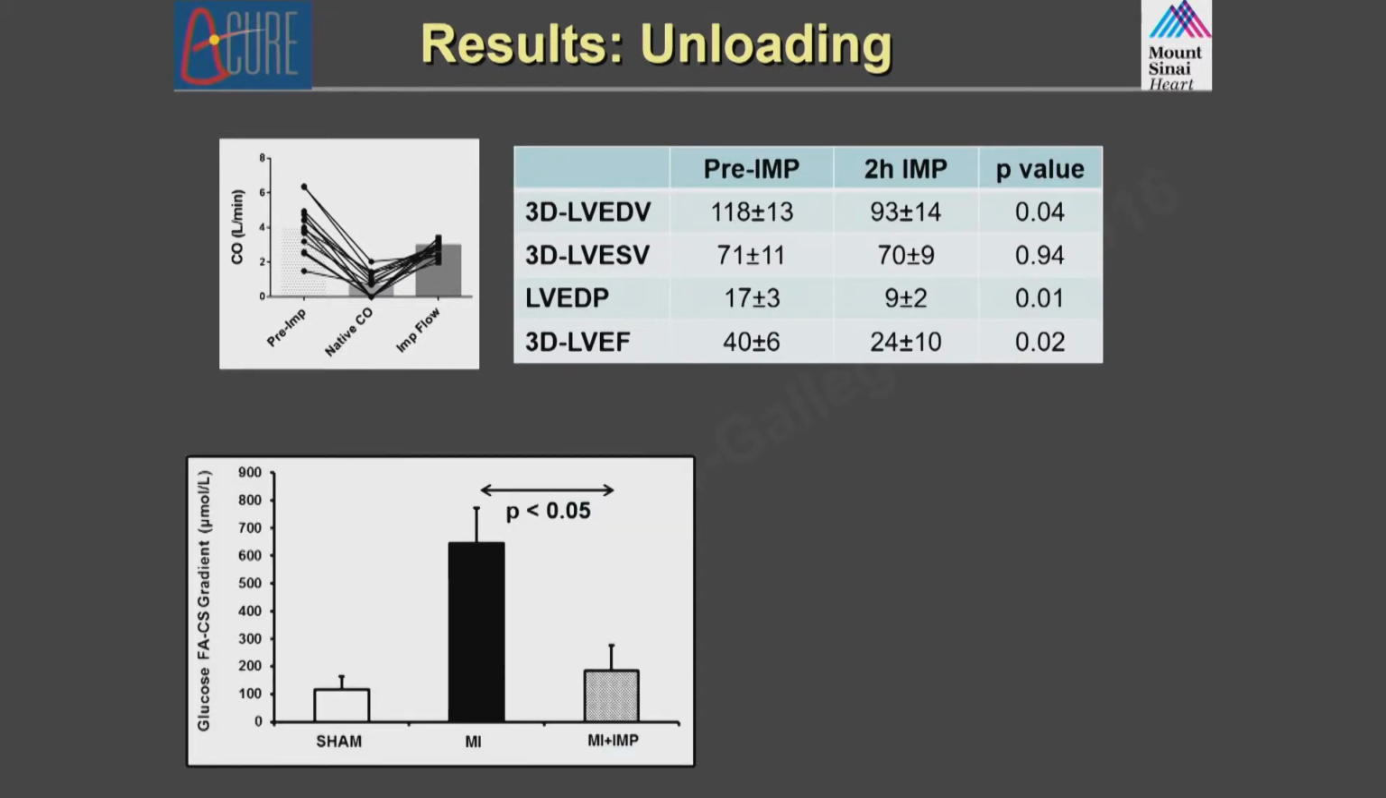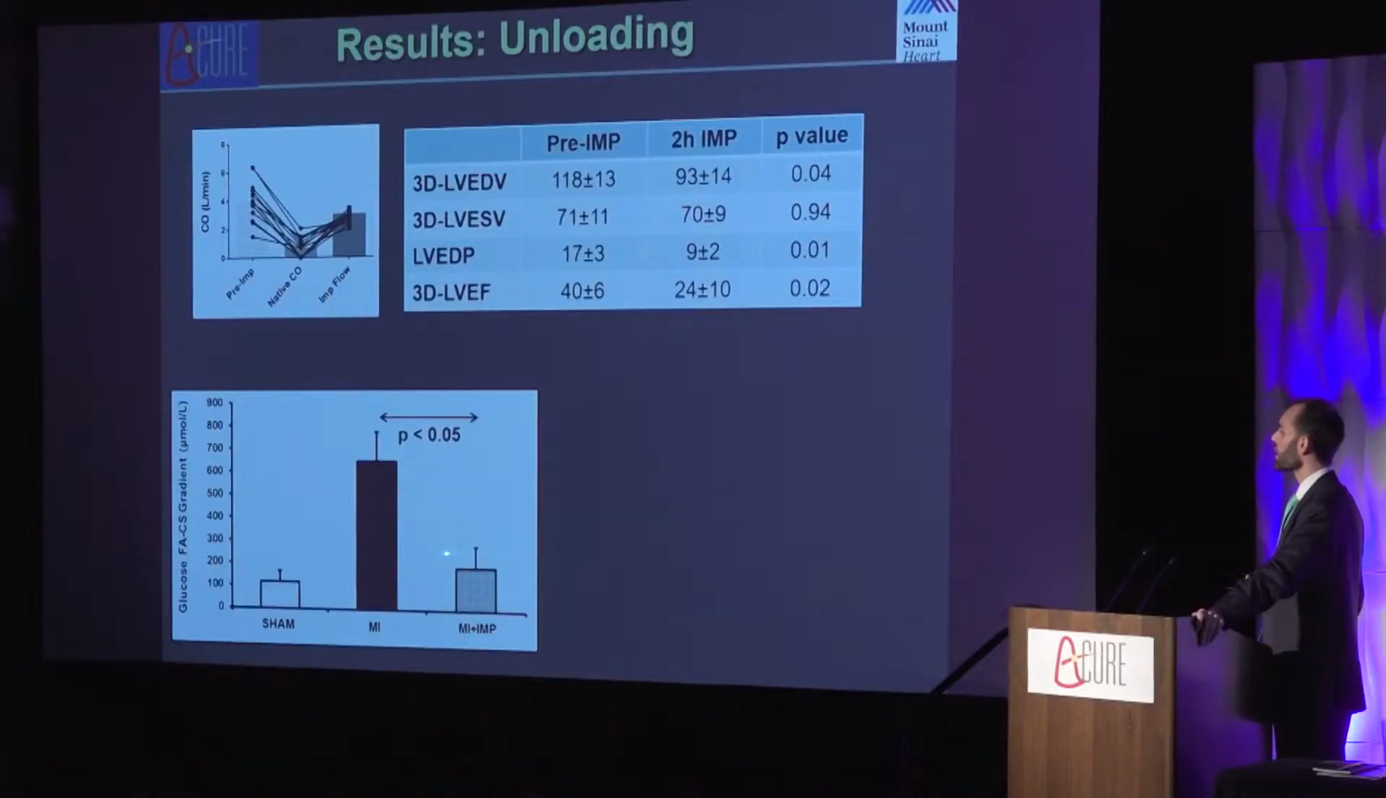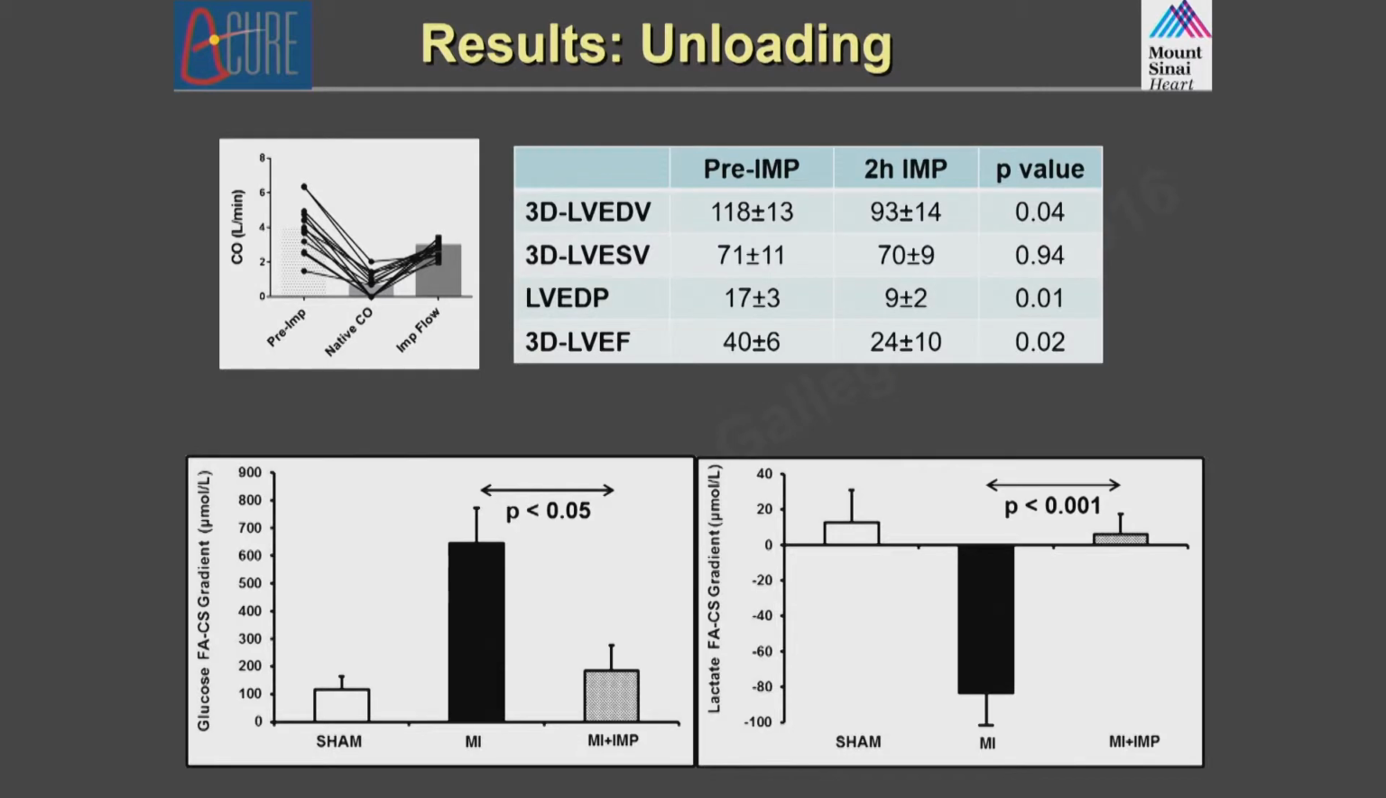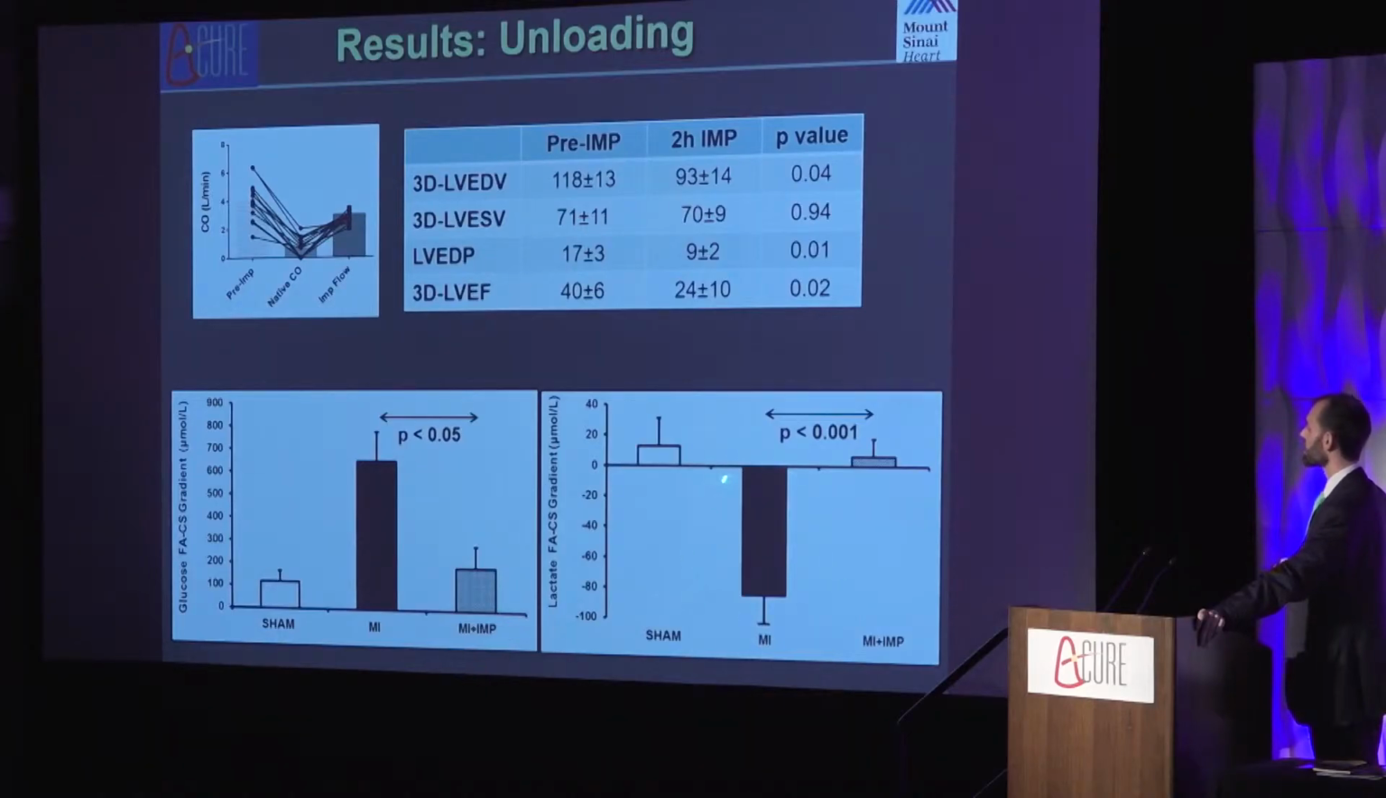We can see this is the failing myocardium with a lot of glucose consumption, but the myocardial glucose uptake was reduced by just 2 hours of acute unloading. And this is also paralleled by the improvement in the glycolytic pathways, as seen here by lactate metabolism. So there is net lactate production, net lactate release by the heart in the failing heart, and this is almost reversed by just 2 hours of acute unloading.